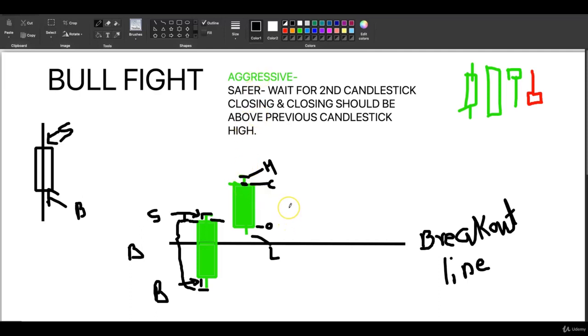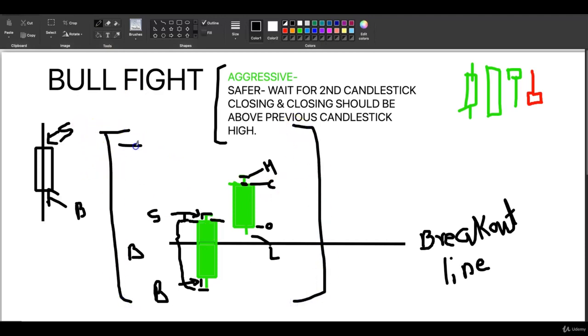If you have to place a trade with the help of Gann levels, you need a proper entry only after the two candlesticks are formed properly according to our bullfight conditions. I will repeat, the second candlestick body should close above the previous candlestick high. That's it. So this is type 1, what you have learned here right now. Now we are going to look for type 2.